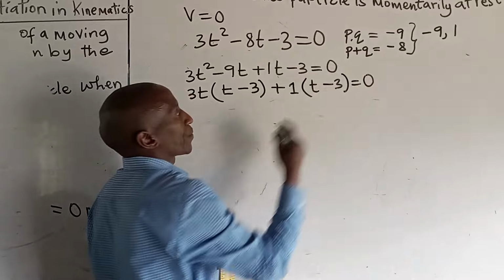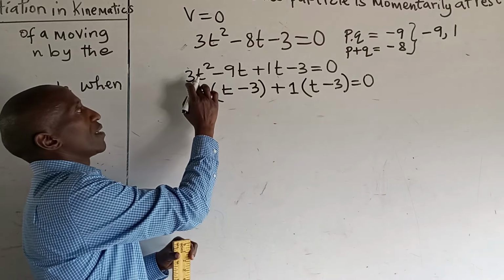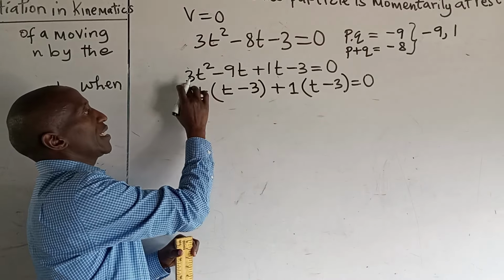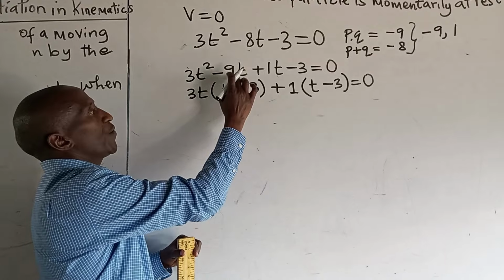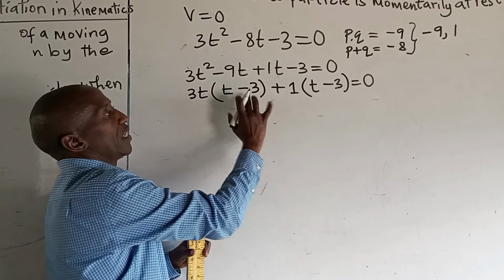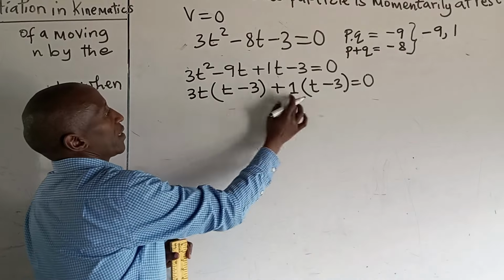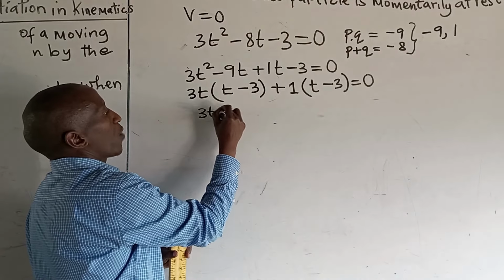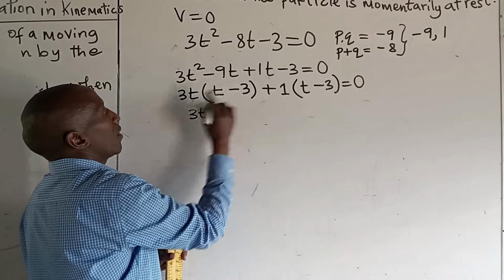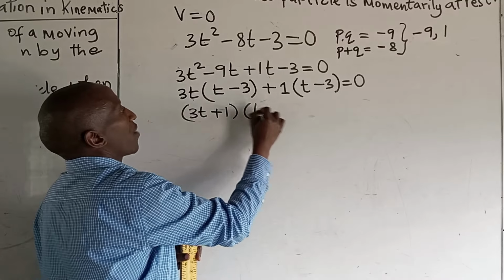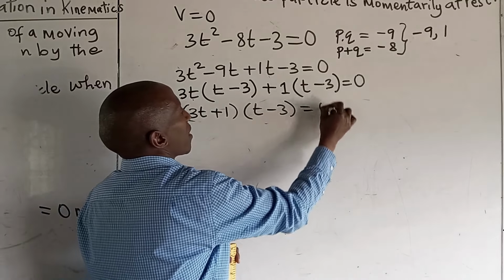So in 3t squared, we get the 3t, we are left with a t. We remove 3t from here, we are left with just a 3, and everything else is okay. Now we put the multipliers as one factor, 3t and 1, and then we have t minus 3 as the other factor.